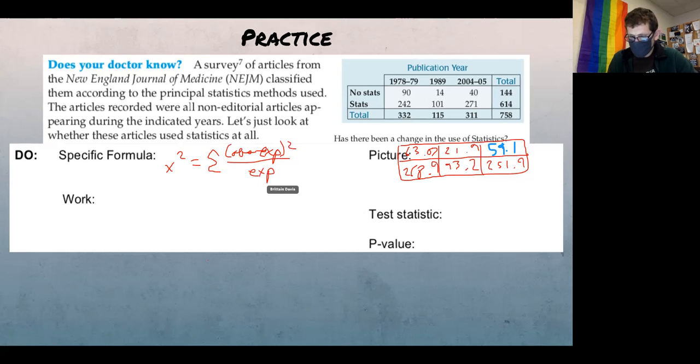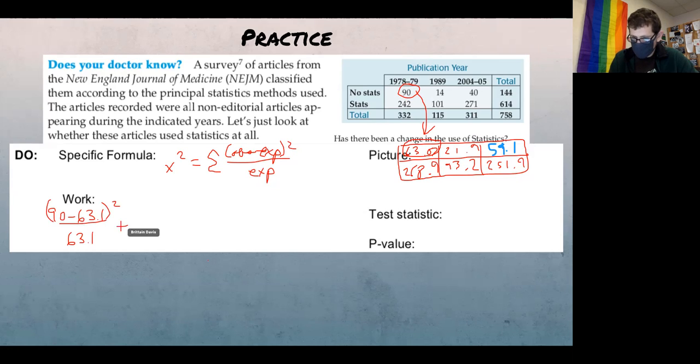And we want to show what that looks like. So we're going to have the observed 90 minus the expected 63.1 squared divided by the expected, which is 63.1. So I want to go ahead and show that: 90 minus 63.1, divided by 63.1. Sorry, and that should be squared.